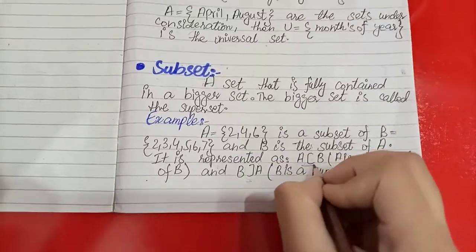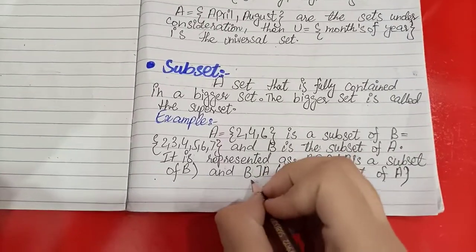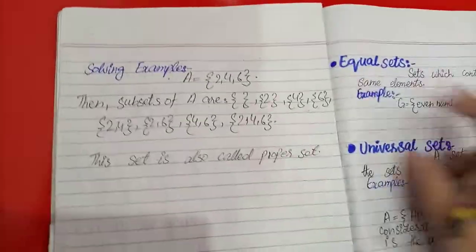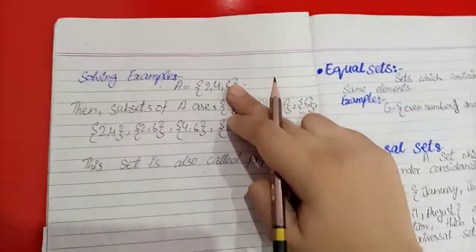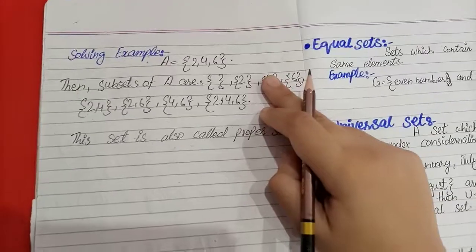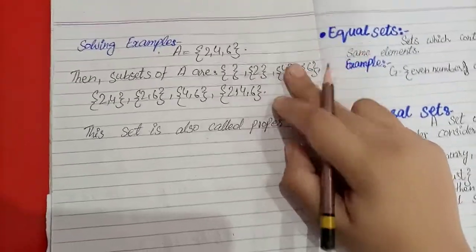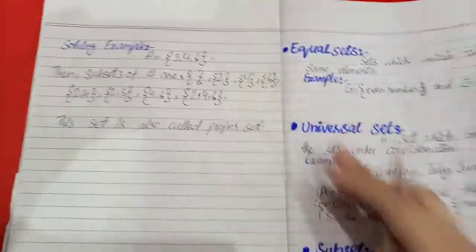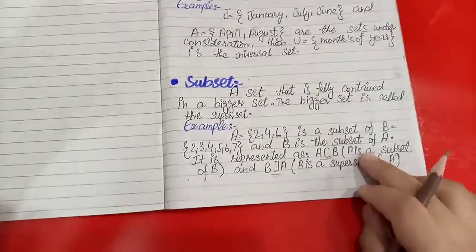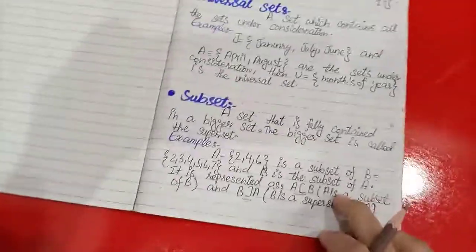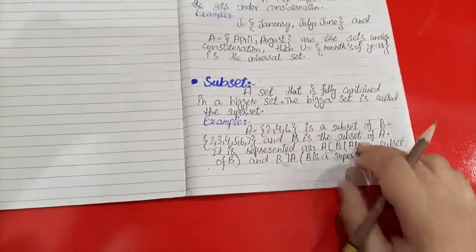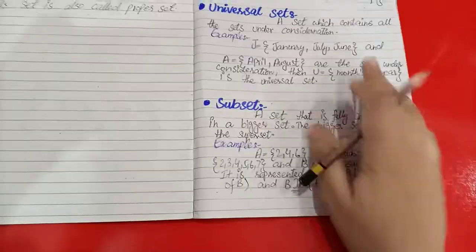This sign shows subset, and this sign shows superset. There is a solving example. These examples are mostly used in middle or matric classes, but these are for those above 9th and 10th classes who will take up mathematics as a subject.